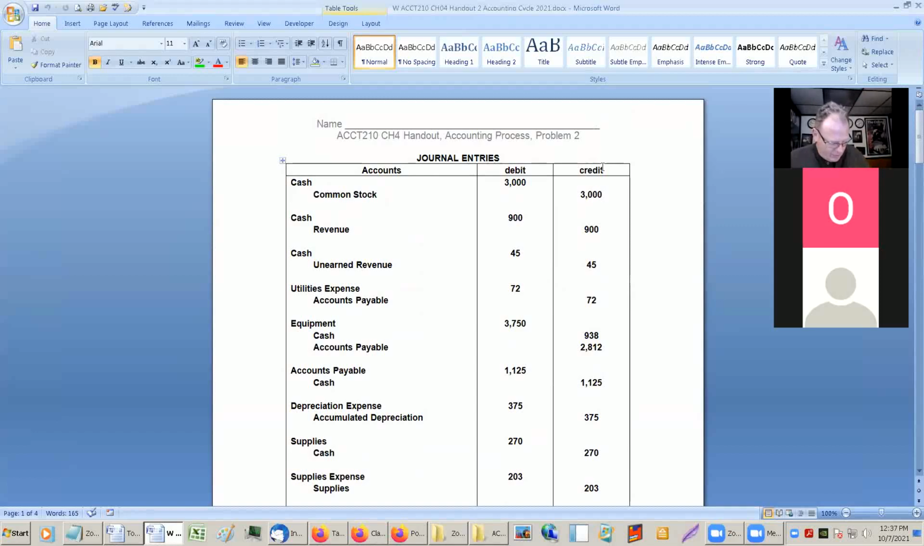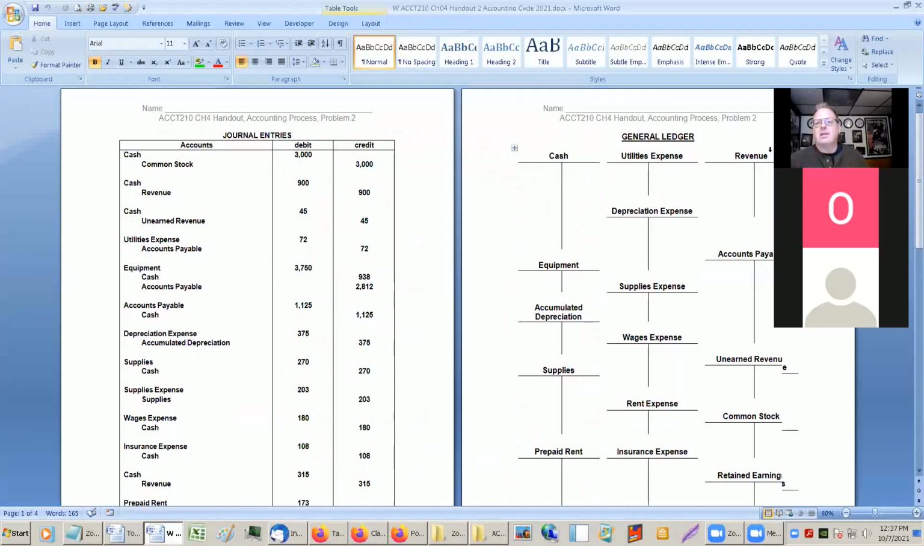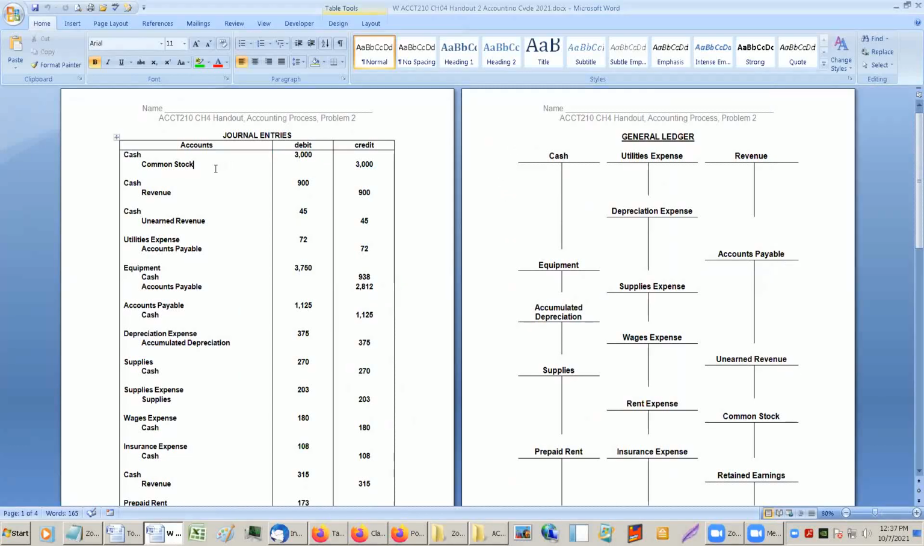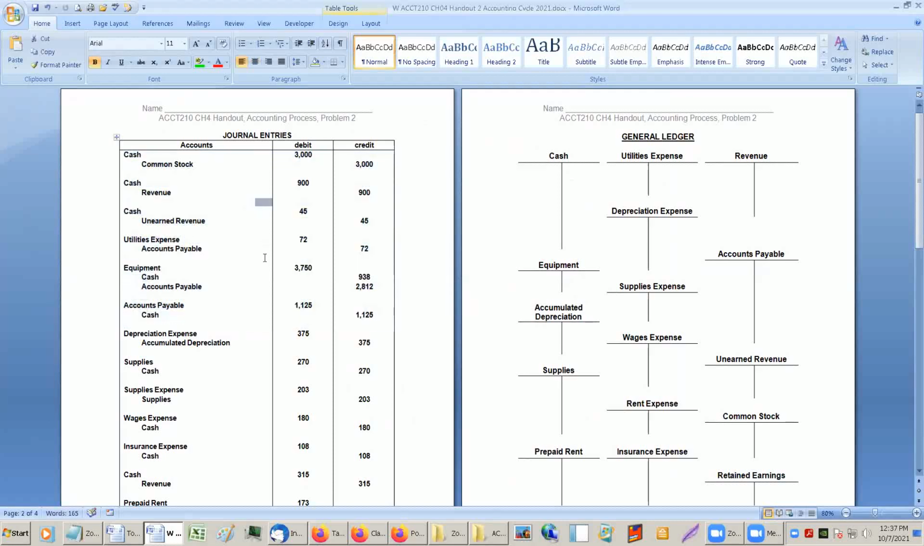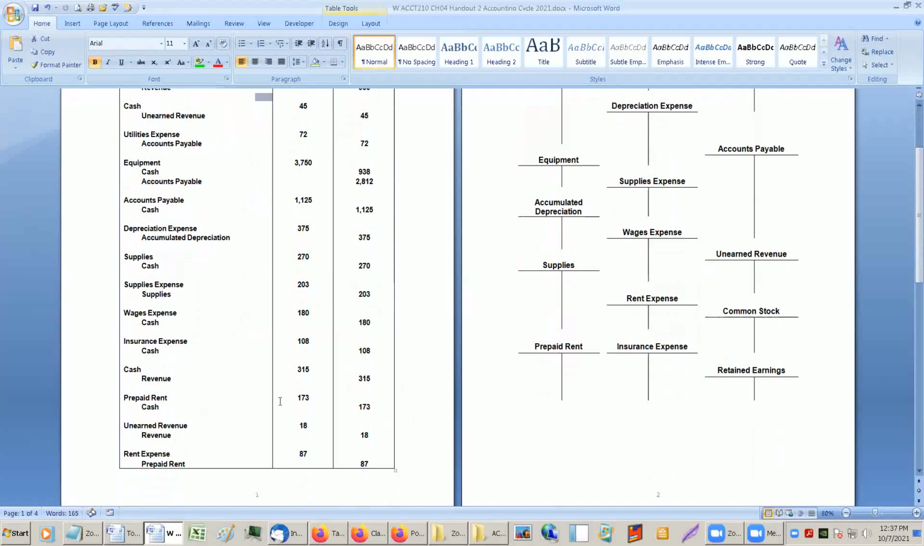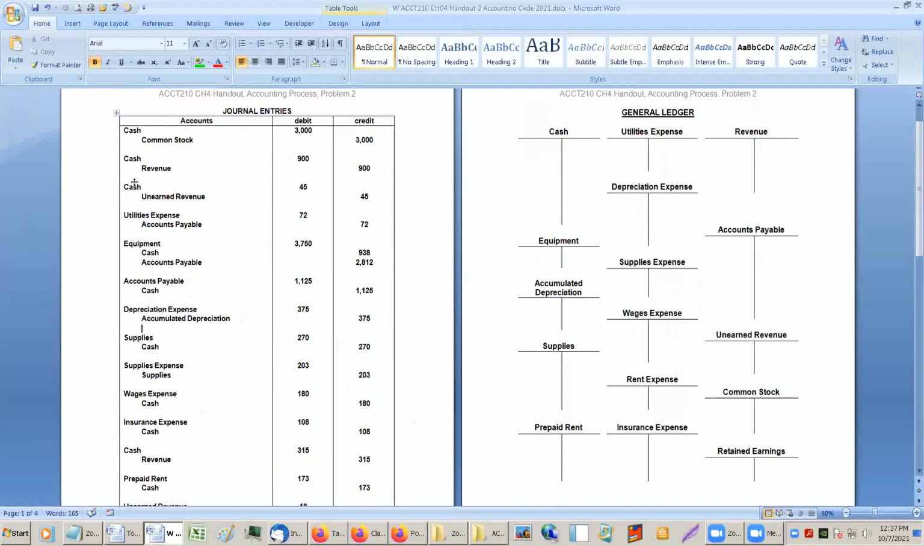So what we're going to do is post these. It's called posting, from here over to here. And you might ask, why are we doing this? We're doing it because you can't tell how much is in the account by just these individual transactions. Looking at these, you cannot easily tell how much is in the cash account. There's cash here, there's cash here, there's cash, whatever.